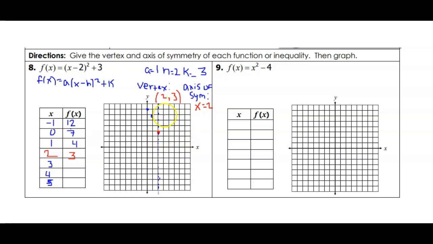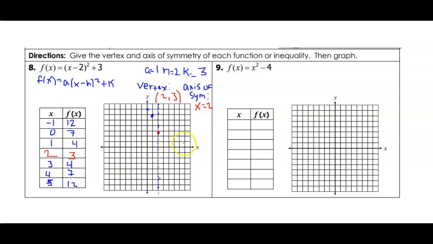Over here, guys, it's going to be the same type of symmetry. I can check it if you don't believe Miss Bennett. If you plug in a 3, 3 minus 2 is going to give you a 1. A 1 squared is 1, and a 1 plus 3 is 4. So I'll have this same symmetry on both sides. If I plug in a 4, I'll have the same symmetry as the 0, so I should end up with a 7. If I plug in a 5, I should have the same symmetry, so I should end up with a 12.